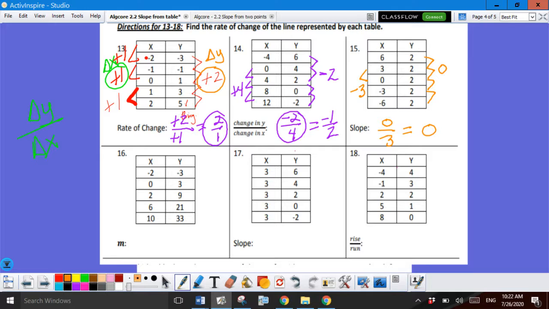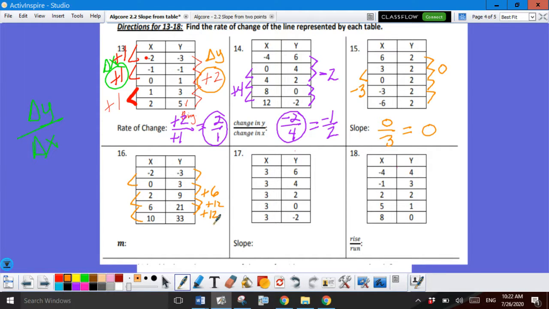All right, let's take a look at this one. Why don't you hit pause and see if you can come up with your slope on this problem. Okay, let's see how you did. -3 to 3, 3 to 9. That is a positive 6. But then it skips. It goes 21 to 33, and that's plus 12. And 9 to 21 is plus 12.